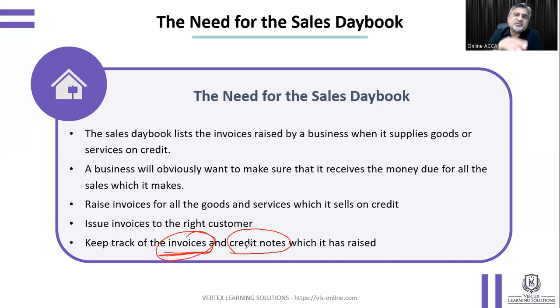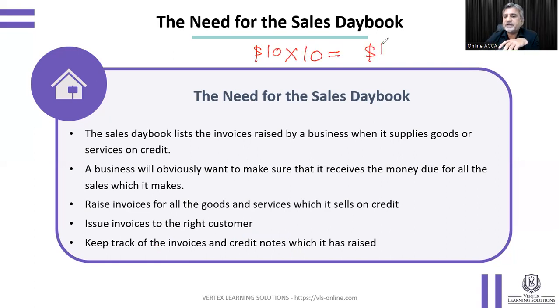Credit note will decrease the receivable because for some reason, maybe I sold 10 calculators. Say, one calculator is for $10 and I sold 10 calculators to a customer. I raised an invoice for $100. So this is my invoice amount, which is $100. So I have $100 receivable from my customer X for selling 10 calculators.